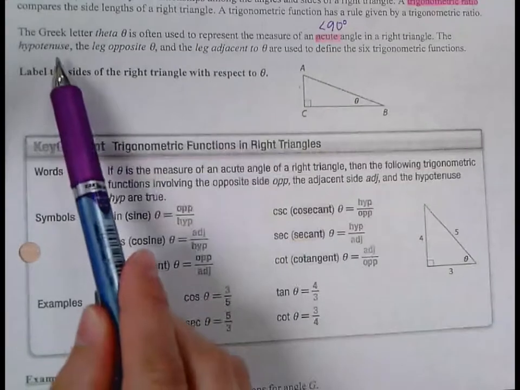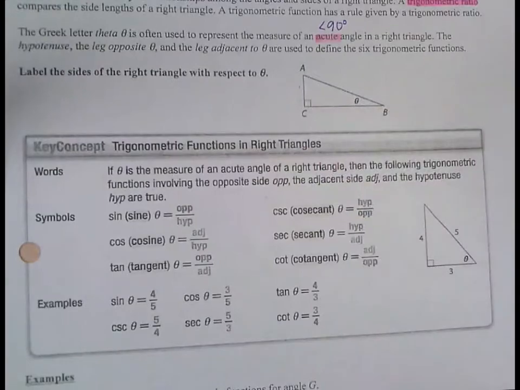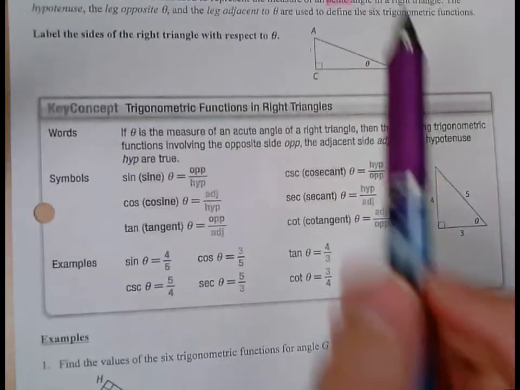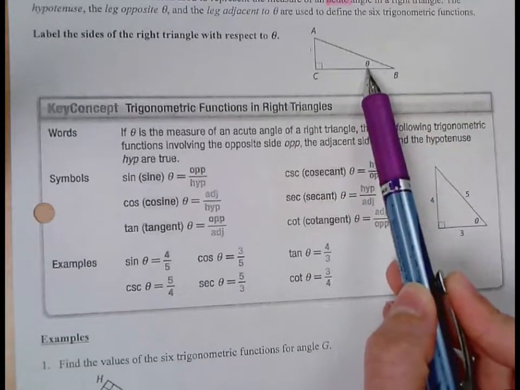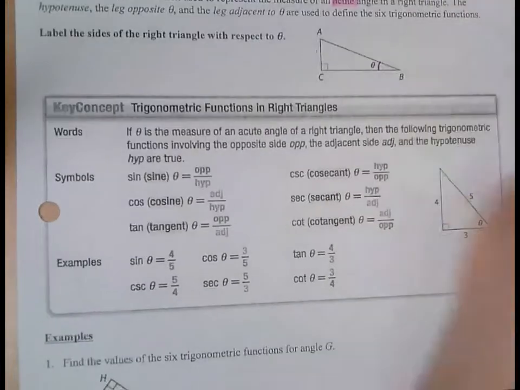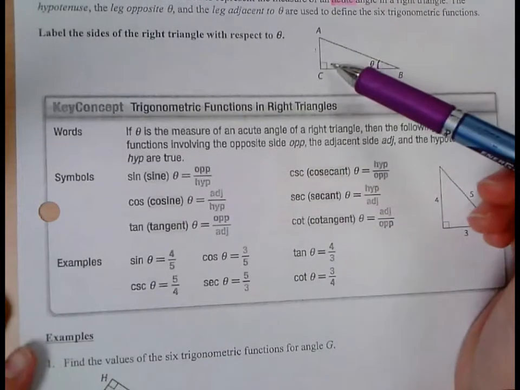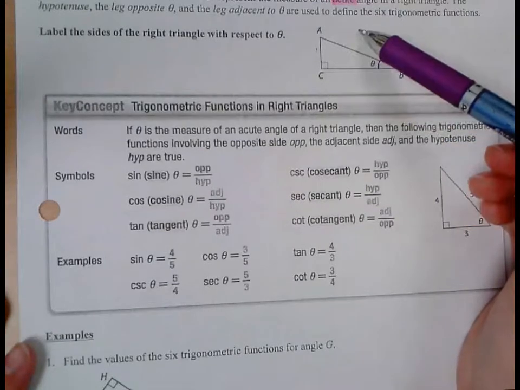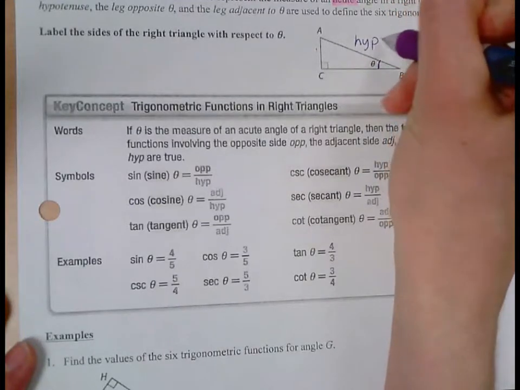And then the hypotenuse, the leg opposite theta, and the leg adjacent to theta are used to define the 6 trig functions. So I just have up here a right triangle, triangle ABC. Angle B is the angle theta. And part of finding your trig ratios is being able to understand where the hypotenuse of the right triangle is and then where the legs opposite and adjacent to the angle measure are. So hypotenuse is always across from or opposite the right angle. So side AB would be your hypotenuse.